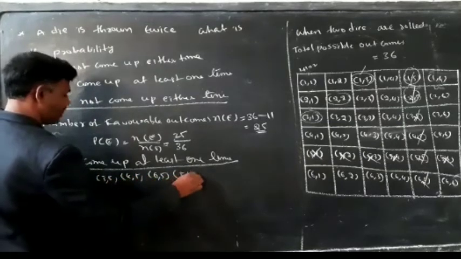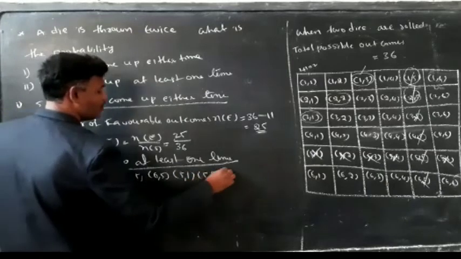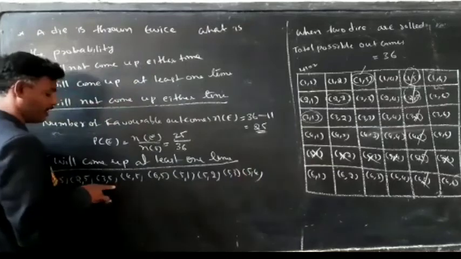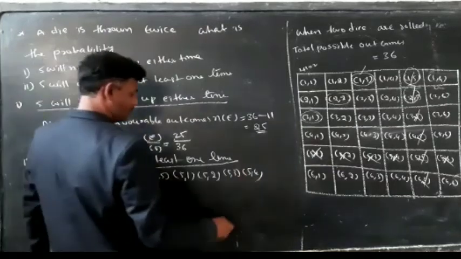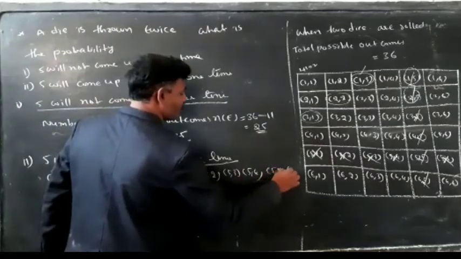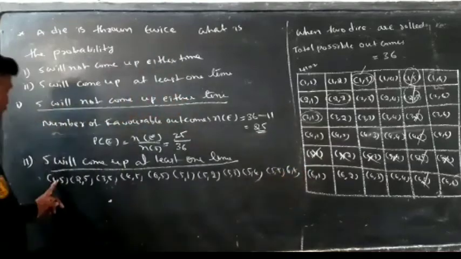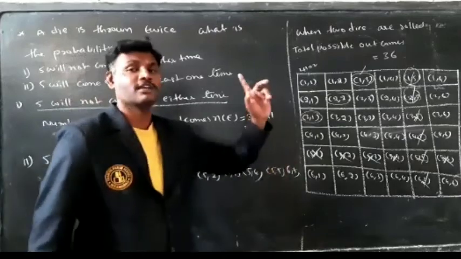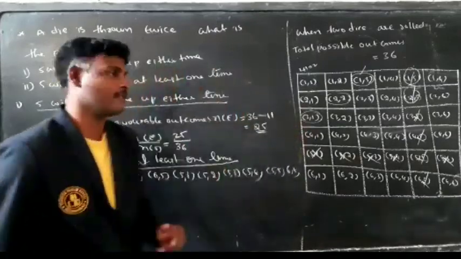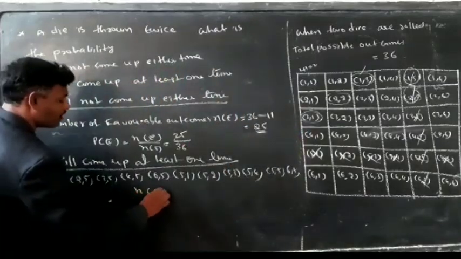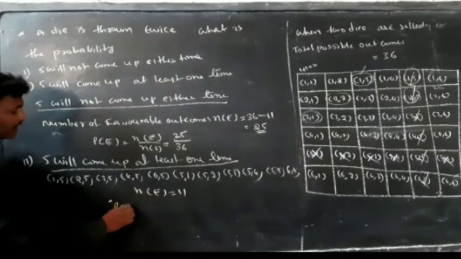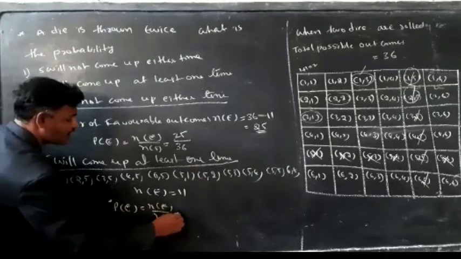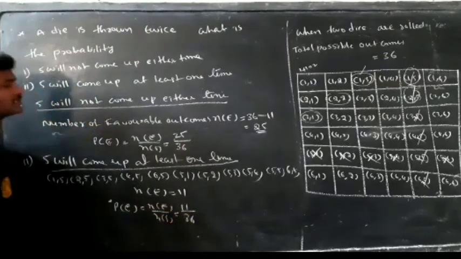Next, 5 comma 1, 5 comma 2, 5 comma 3, 5 comma 4, 5 comma 5. Already I wrote 5 comma 5. Very good. 6 comma 5. 1, 2, 3, 4, 5, 6, 7, 8, 9, 10, 11. So 11 pairs are showing 5. N of E is equal to 11. Then P of E is equal to n of E by n of S, is equal to 11 by 36.